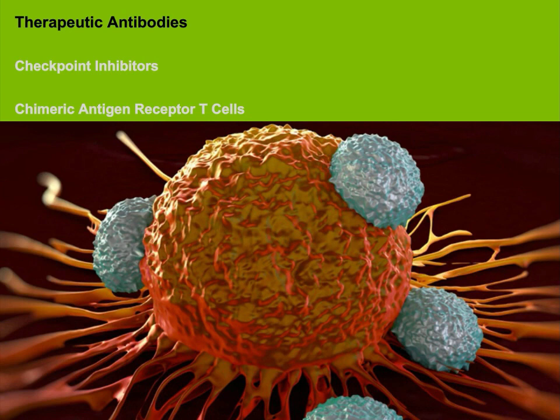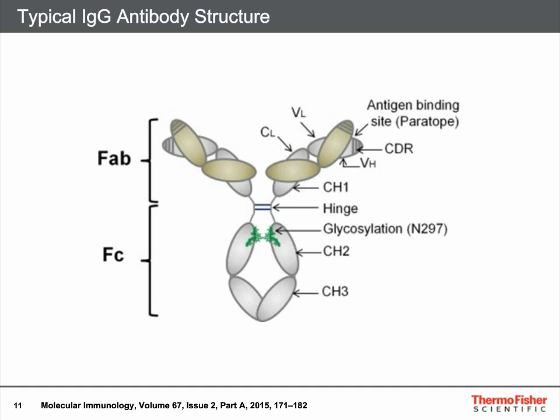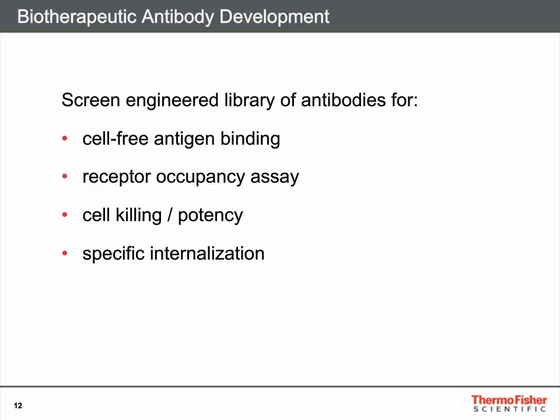So first, let's look at therapeutic antibodies. Now, many of us are familiar with the structure of an IgG antibody in some aspect, but to summarize, we have 4 polypeptide chains that are both covalently bound together and associated in other fashions. 2 antigen binding fragments, the Fc tail of our antibody, and on the antigen binding fragment, we have a specific antigen binding site.